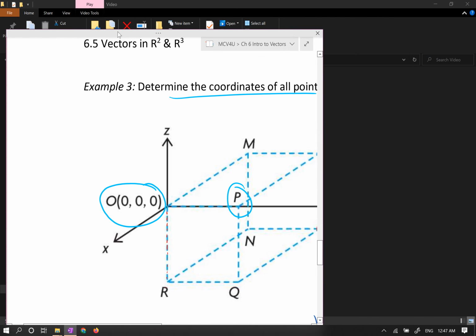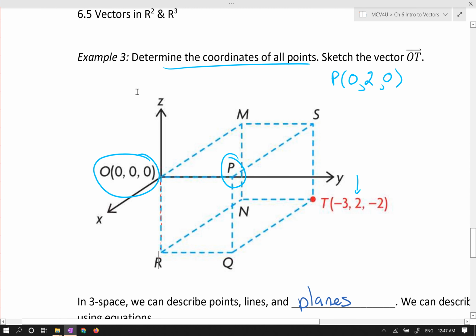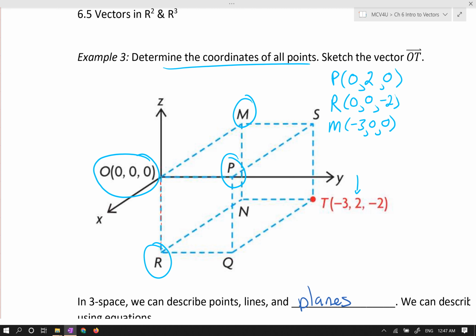Okay, well, if that's the case, you folks should be able to come up with your coordinates for R, and using that same logic, your coordinates for M. So try that out. Pause the video, try it out, and then you can unpause to compare your work. Nice job, folks. We have R at 0, 0, -2. We have M at -3, 0, 0.